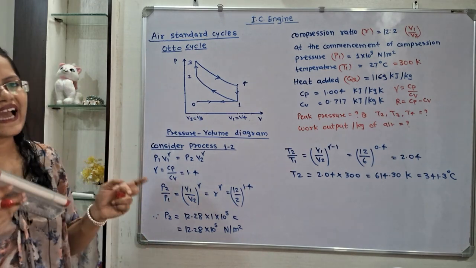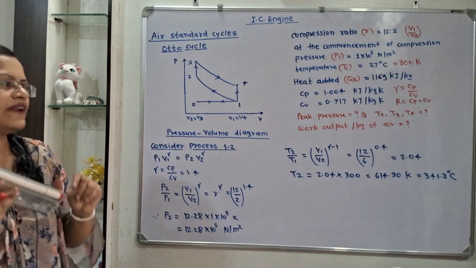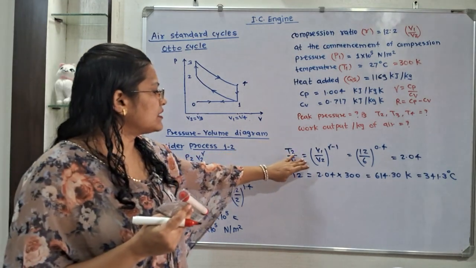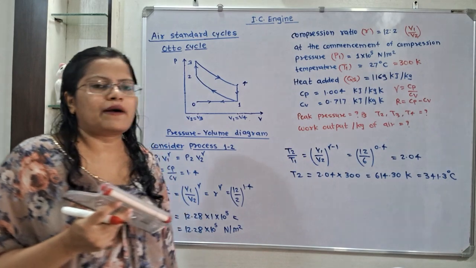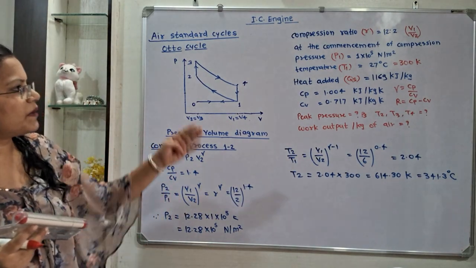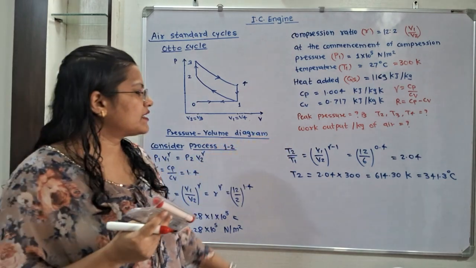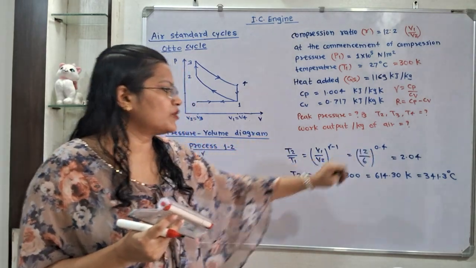Again we have the relation between temperature and volume. T2 by T1 is equal to V1 by V2 raised to gamma minus 1. V1 by V2 is the compression ratio. So we will take this and we will get the answer 2.04.